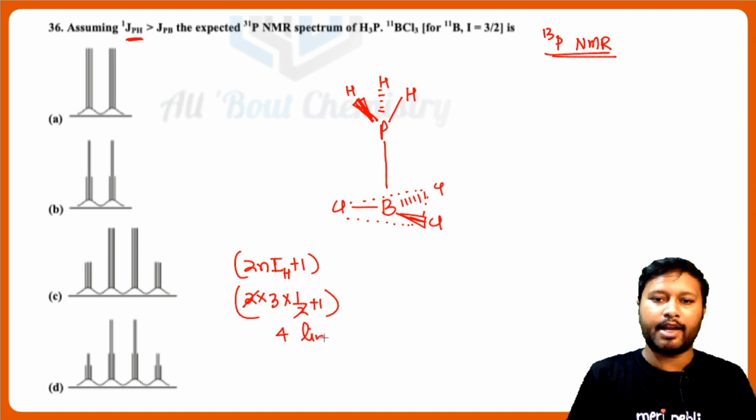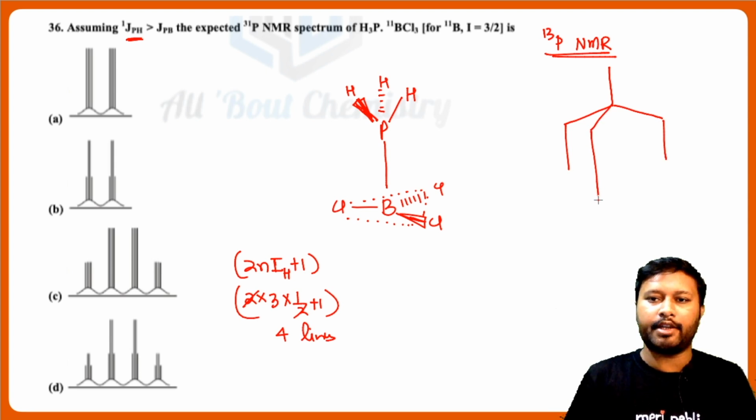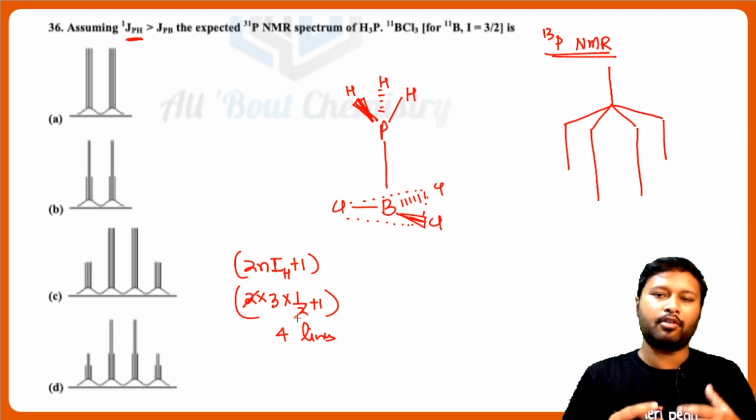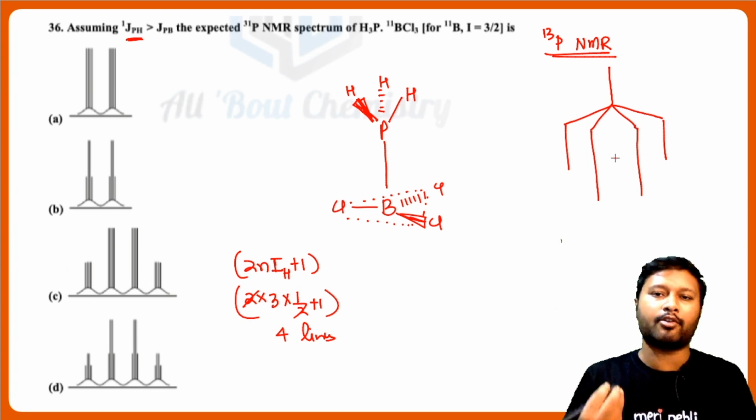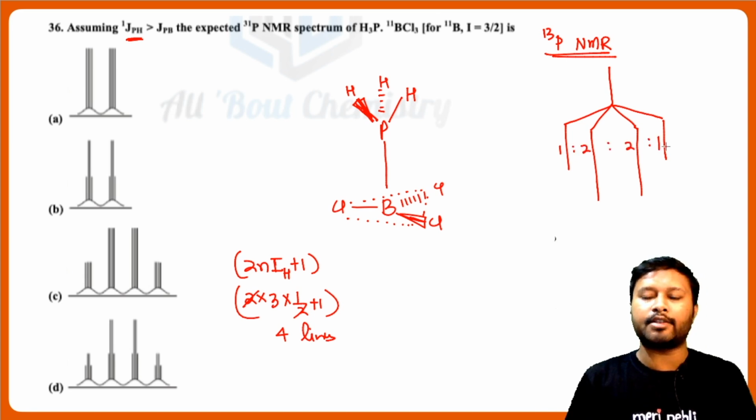So that means a single line coming from phosphorus is going to split into 4 lines because of the hydrogens. Now what will be the intensity of these 4 lines? You all know it is going to follow the Pascal rule, although I'll explain this in detail in the next video. For now, just understand that the splitting ratio will be according to the Pascal rule, and that will be 1:3:3:1. That's going to be the intensity of the peaks.